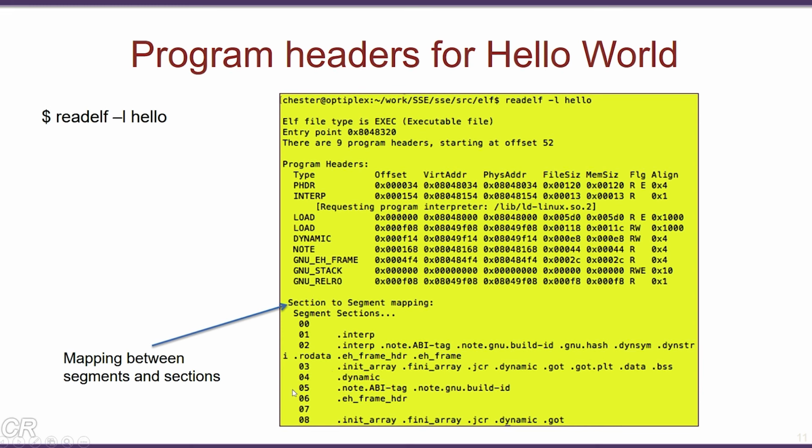Additionally, an important aspect over here is this particular part that creates a mapping from the section to the segment. For example, segment 2 contains all of these sections. Similarly, segment 5 has the sections .note.ABI-tag, .note.gnu.build-id, and so on. So essentially every section present in the program gets mapped to a particular segment.